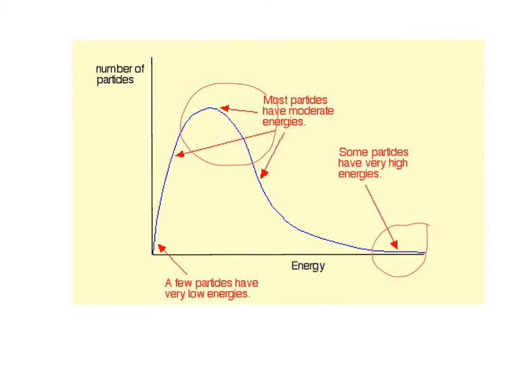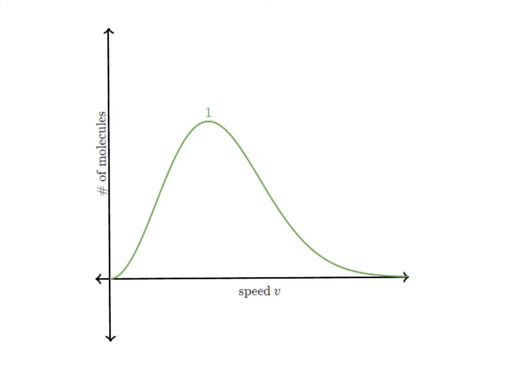And to the left of the graph, we can see that the graph tends towards zero, as a molecule can't have a speed less than zero, and very few particles have very low energies. The area under the curve is a measure of the total number of particles present. Remember that for a reaction to happen, particles must collide with energies equal to or greater than the activation energy. We can mark the activation energy on the Maxwell-Boltzmann distribution curve.